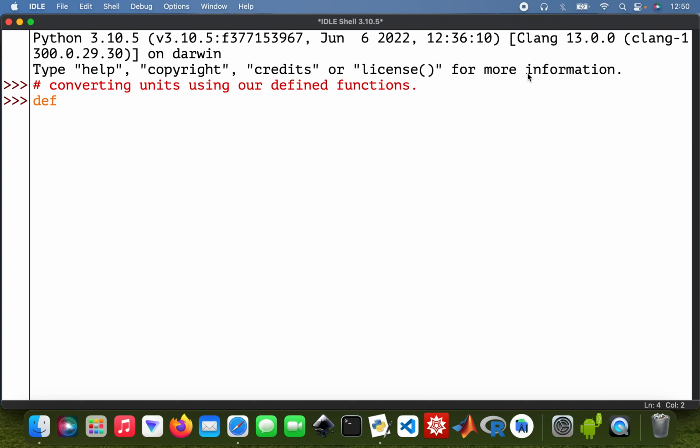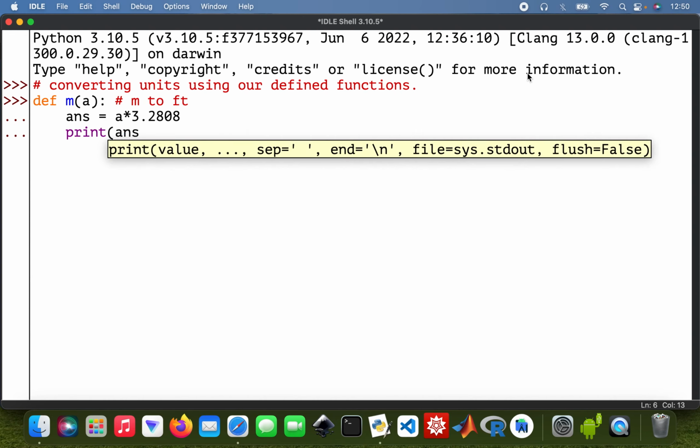So I define my function, meters to feet, with parameter a, and then my answer will be equal to a times 3.2808, and then print that answer as well, and then type in my units, which would be feet.